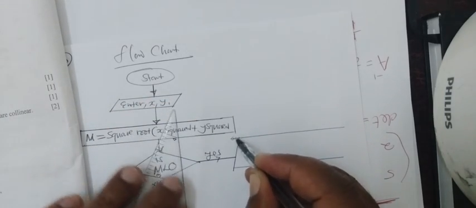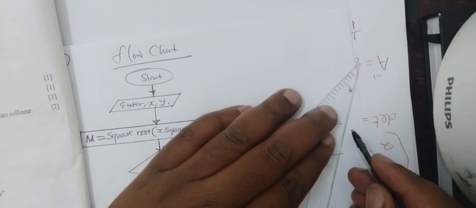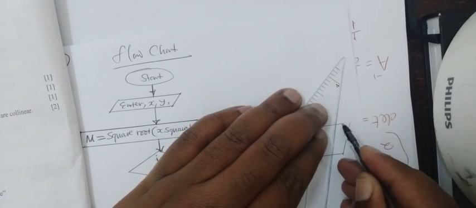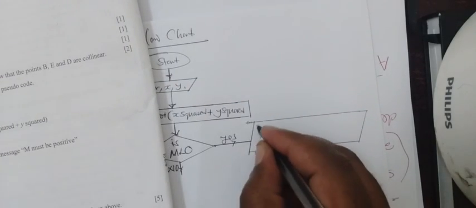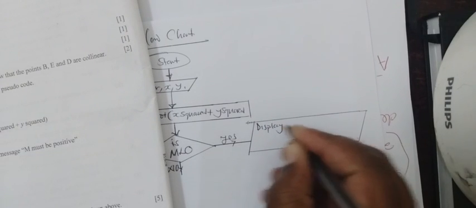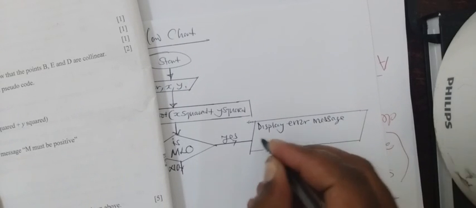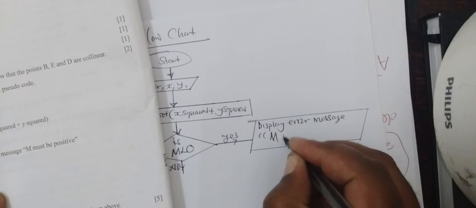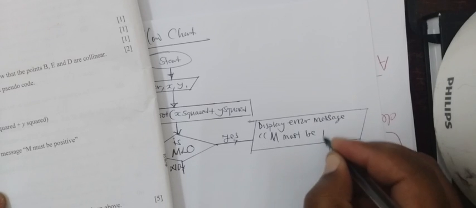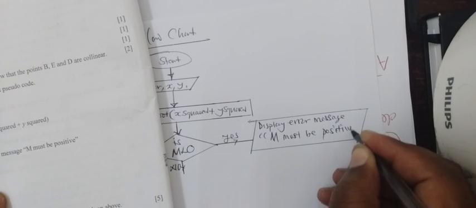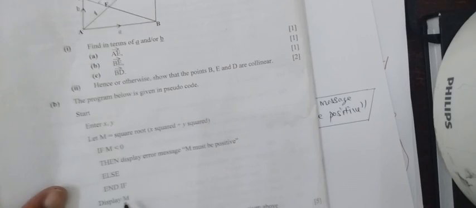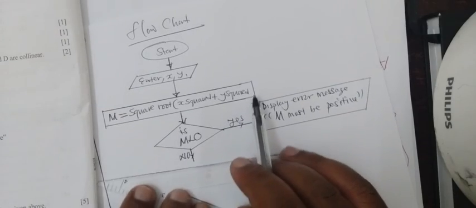Okay, so this is not there, take note. So we are saying display error message. So we say display error message. Then M must be positive. Now if not, that is the else, and we display M. So just come and display M. To display again we use a parallelogram.